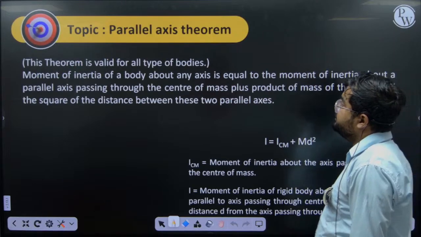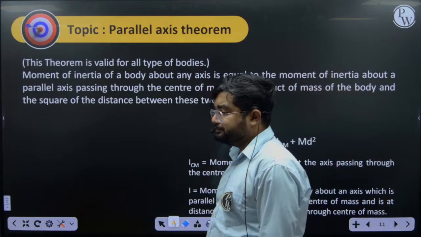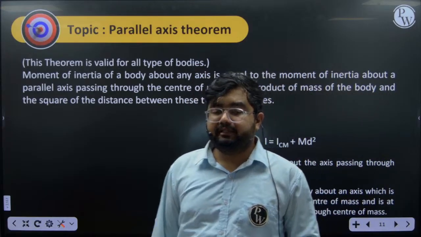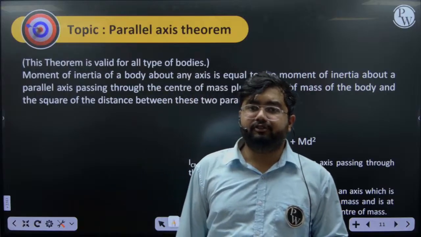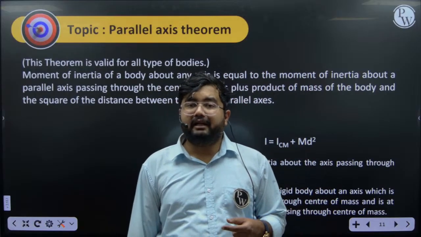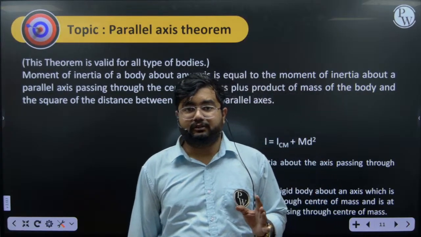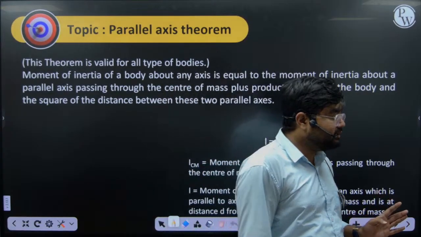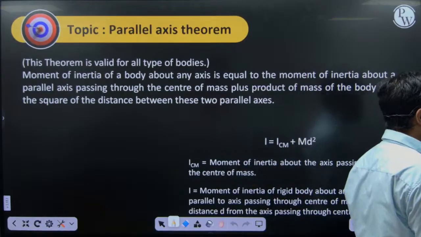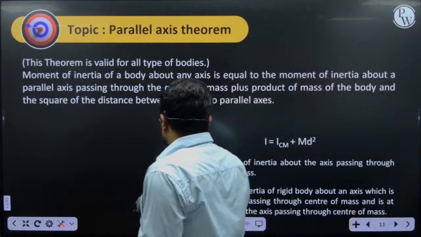Next we have the parallel axis theorem. Now, the perpendicular axis theorem is only valid for planar bodies, but the parallel axis theorem is valid for all types of bodies. 2D, 3D, all types of bodies. So let us understand this.